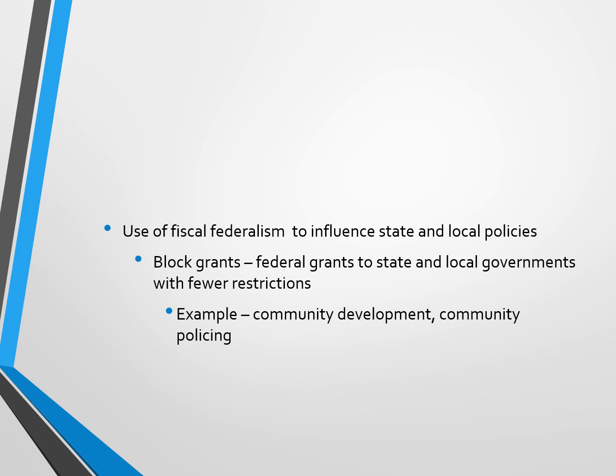Okay, it's called fiscal federalism. It's used to influence state and local policies. The first one I want to talk about is block grants, also called community development block grants. This is money coming down from the federal government to the states and to the local governments, and they have fewer restrictions. This type of money has a match, or all federal money has a match. We don't have 100% pure federal money. They all have a match.